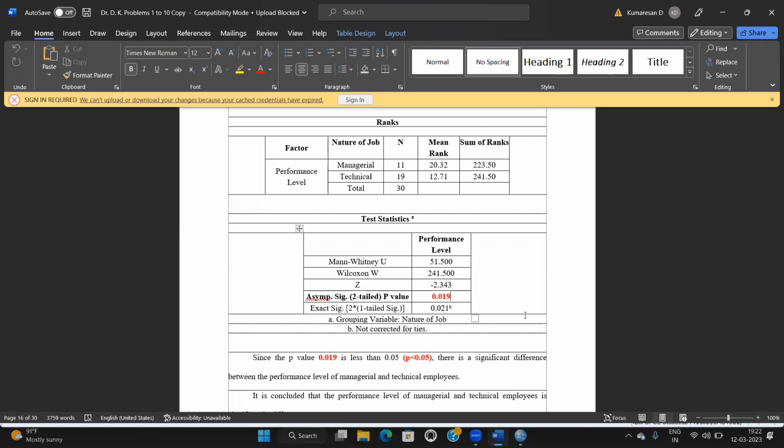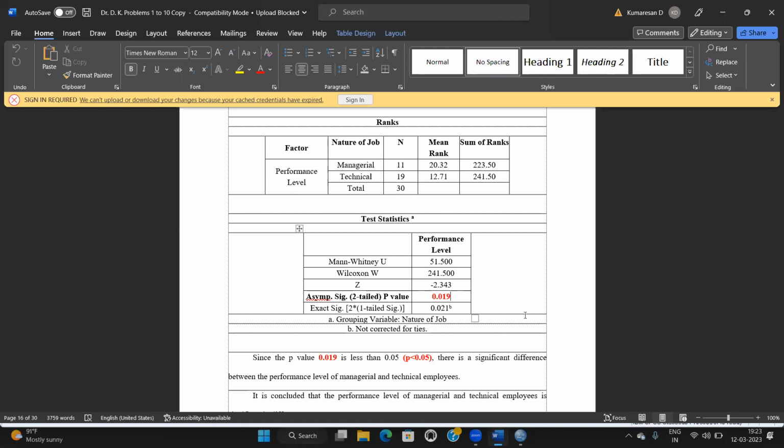What is the level of significance? 5%. That means 0.05. We are checking whether the P value is less than 0.05 or not. Yes, the P value is less than 0.05.